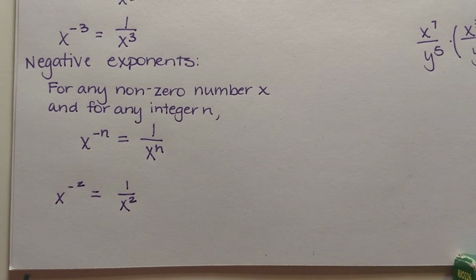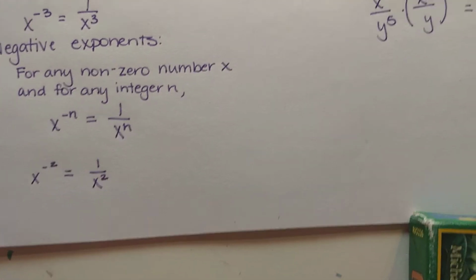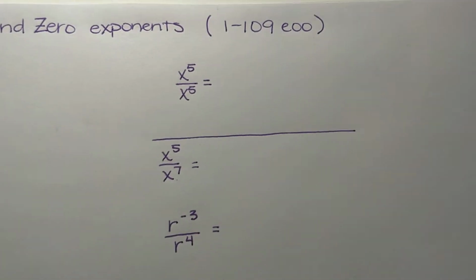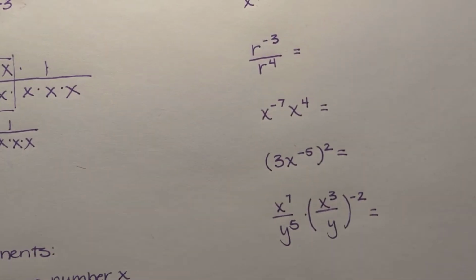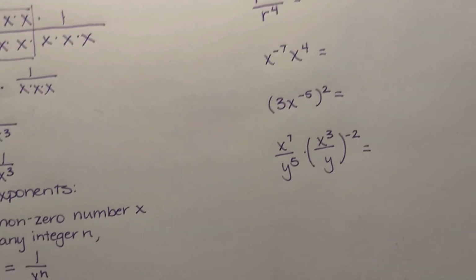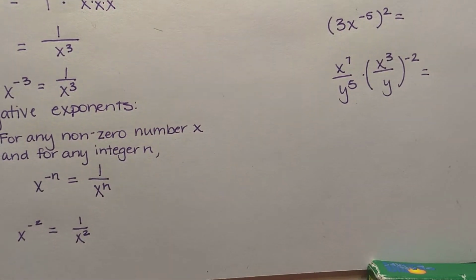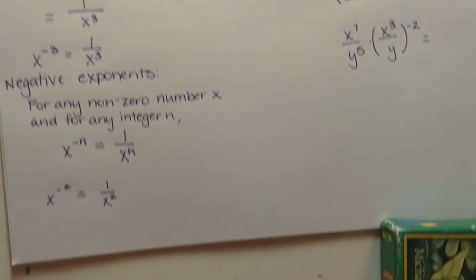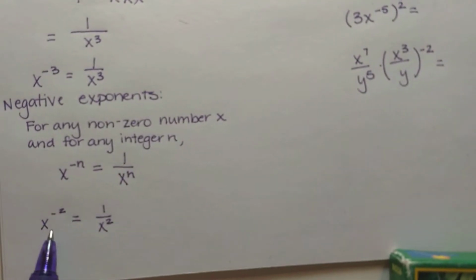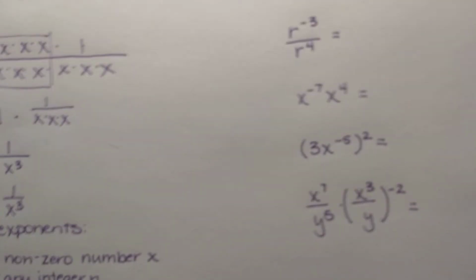Okay, so a negative exponent just means that it's in the denominator. For this chapter, actually, the questions are asking you to not have fractions, so you're going to express this as a negative exponent instead, and we'll show that in the examples.